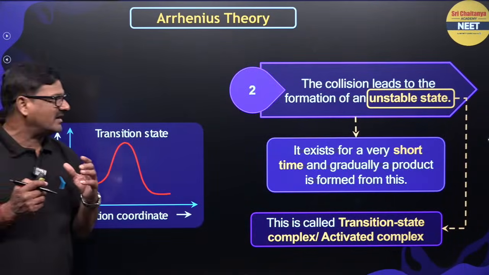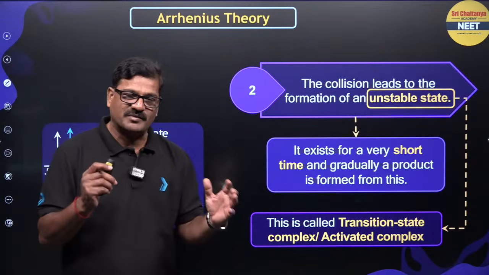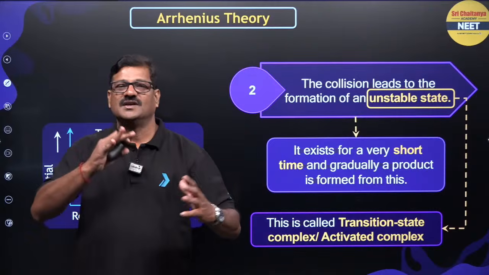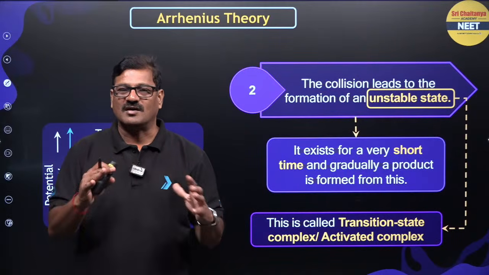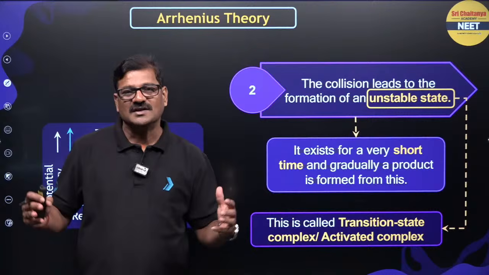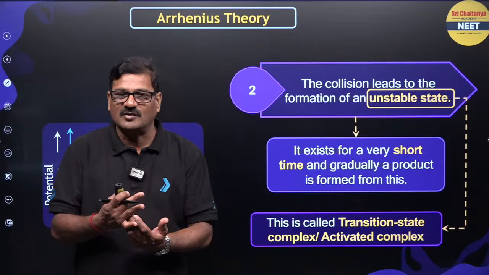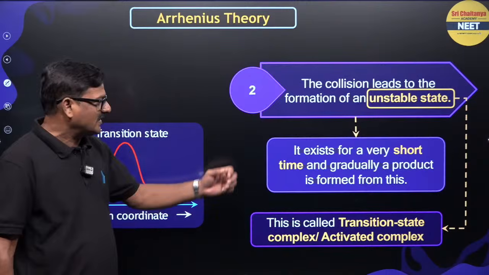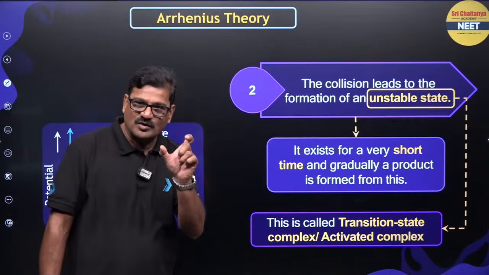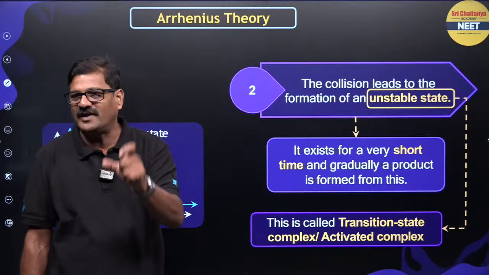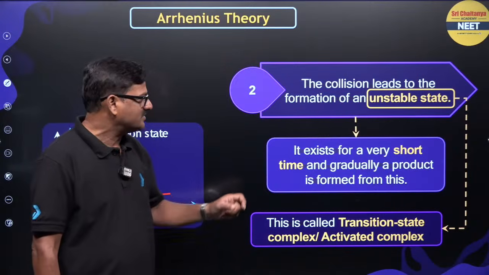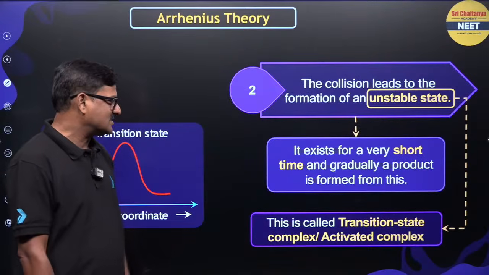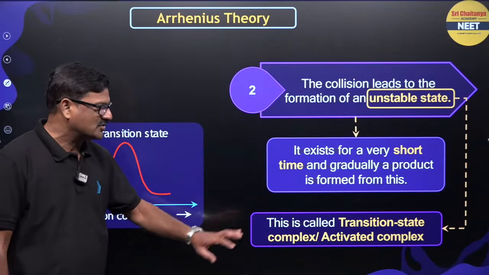A collision leads to an unstable state because when two molecules are making a collision, the bonds in those molecules are detached, so that ये नया बॉन्ड बनाने के वक्त में ये प्रोडक्ट बनेगा. Dear children, so it exists for a very short time. That collision exists for a very, very short time, and gradually products are formed. And this is called the transition state complex or activated complex.